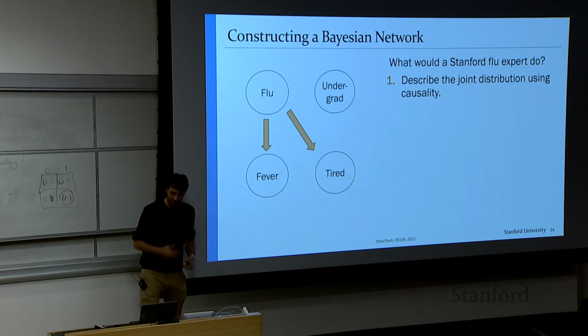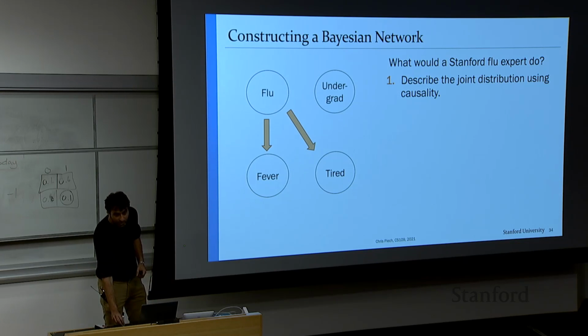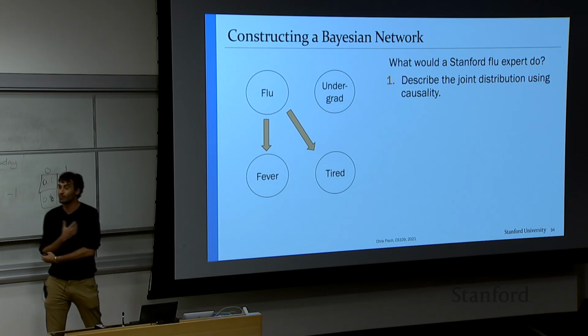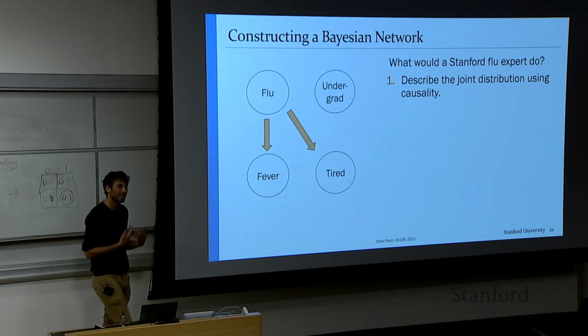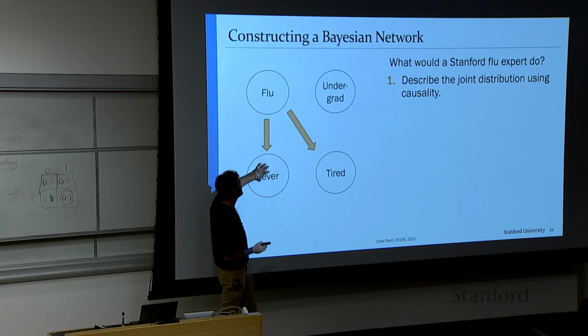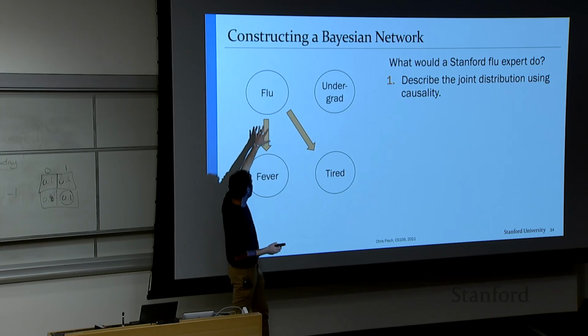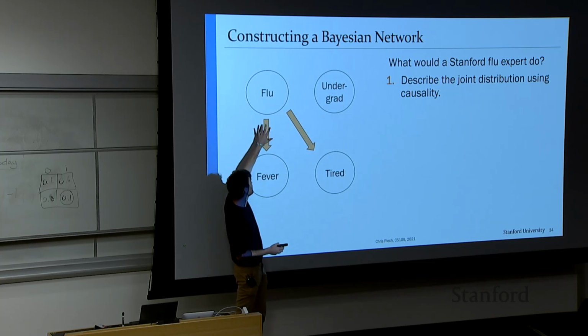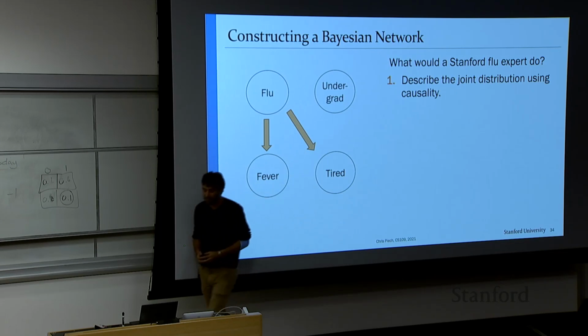So what a Stanford flu expert would do if they wanted to try and represent this joint probability with many random variables in a more compressed way is they'd try and describe causality. Flu causes these 2 symptoms. If you have a flu, that's why we think you might have a fever, and that's why we explain that you are tired.